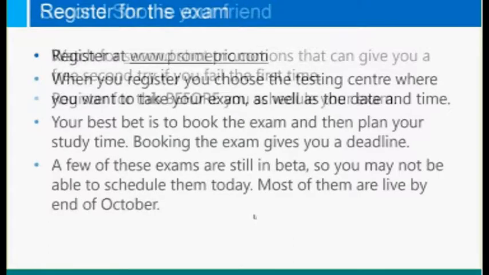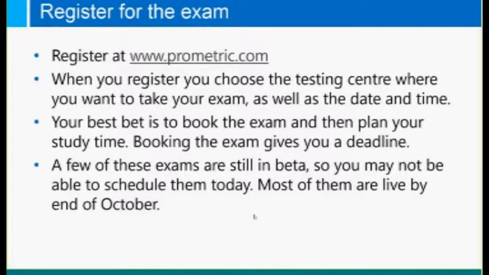How do you actually register for an exam? Just one of those little logistics. It's kind of important. You register for exams by going to prometric.com. When you register, you have to choose the testing center where you're going to take your exam. There's a number of training centers across the country where you can take those tests. Your best bet is to go and book a date for the exam and then start studying.